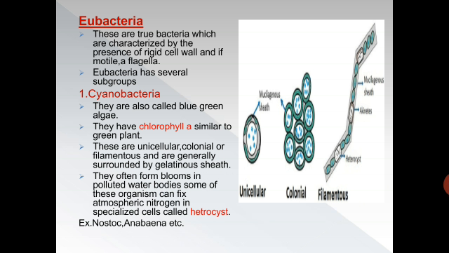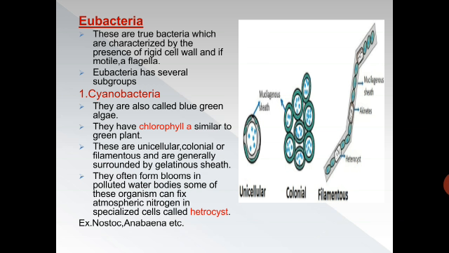Coming to the next type of bacteria, Eubacteria. These are true bacteria which are characterized by the presence of a rigid cell wall, and if motile they possess flagella. Eubacteria have several groups, subgroups.